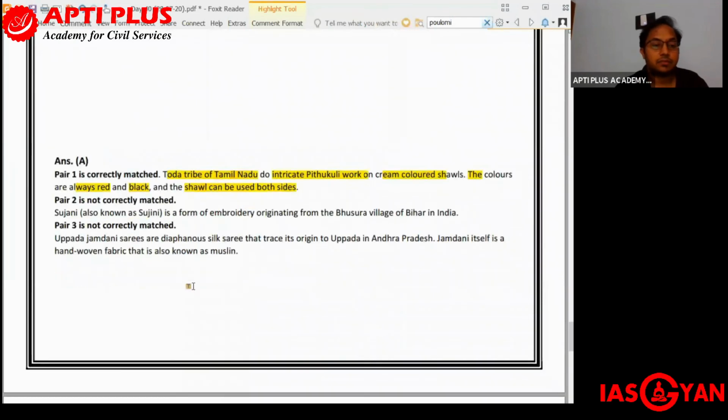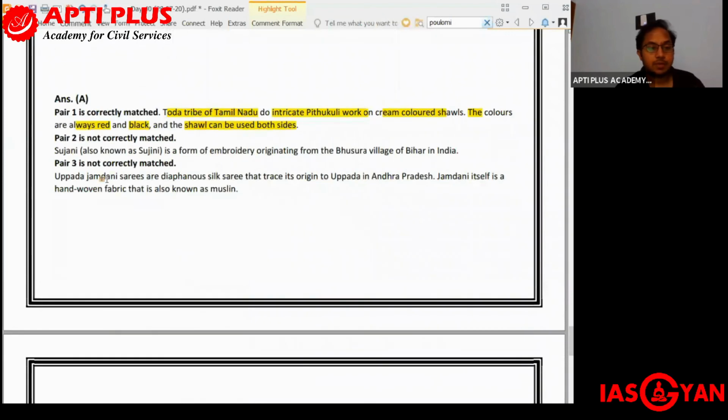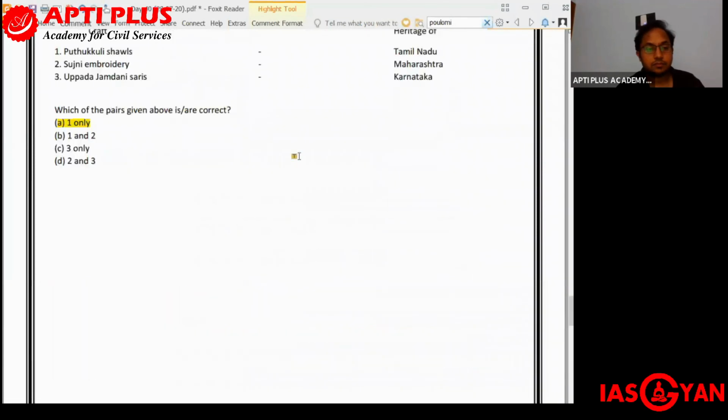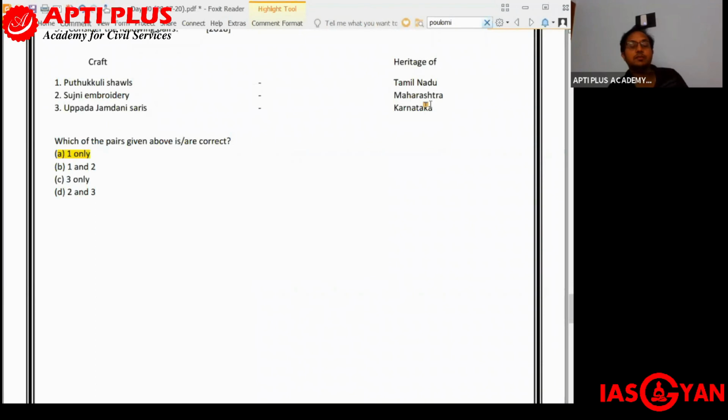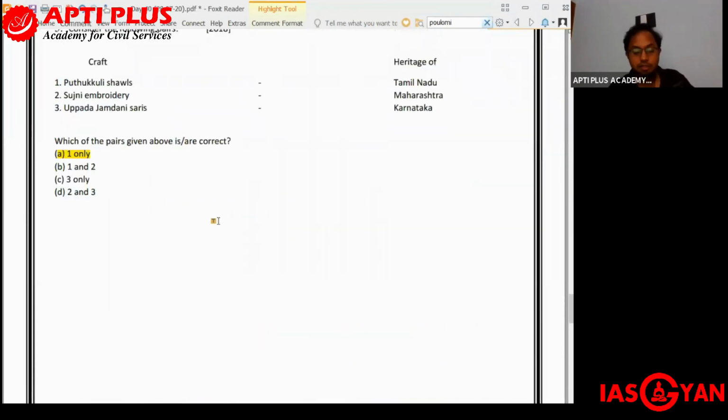Next we have the Sujni embroidery, which was mapped to Maharashtra, but that is incorrect. Sujani, also called Sujni, is a form of embroidery which originates from the Busuda village of Bihar in India. So please remember, Sujni is a type of embroidery originating from the Busuda village of Bihar. Over here it was given as Maharashtra, so that is incorrect.